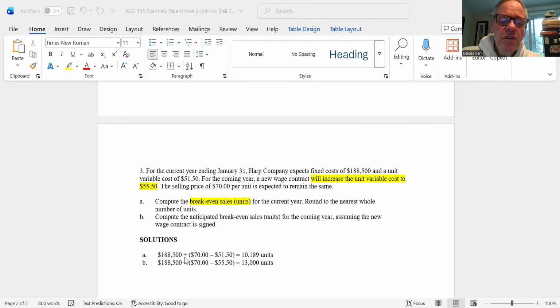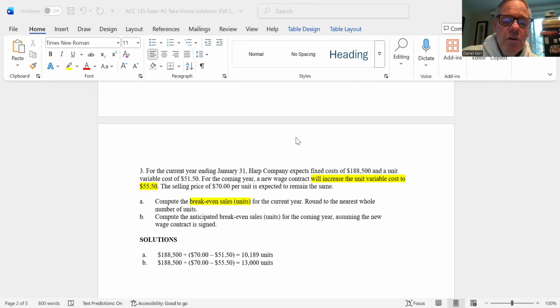So you get fixed costs of 188,500. They told us that we have a sales price of $70 per unit, and that the variable cost for the current year is $51.50. So 188,500 divided by 70 minus 51.50 gives you 10,189.